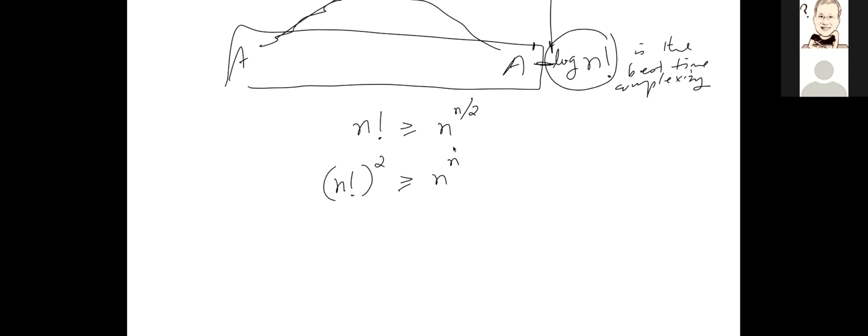So this is written as n times n minus 1 times down to 2 times 1. And then you multiply by the other n factorial, but this time you change the order, so it becomes like this. Then you multiply each column.